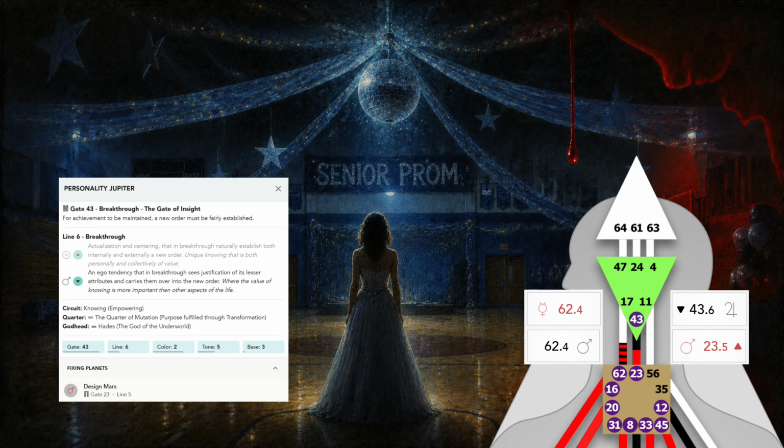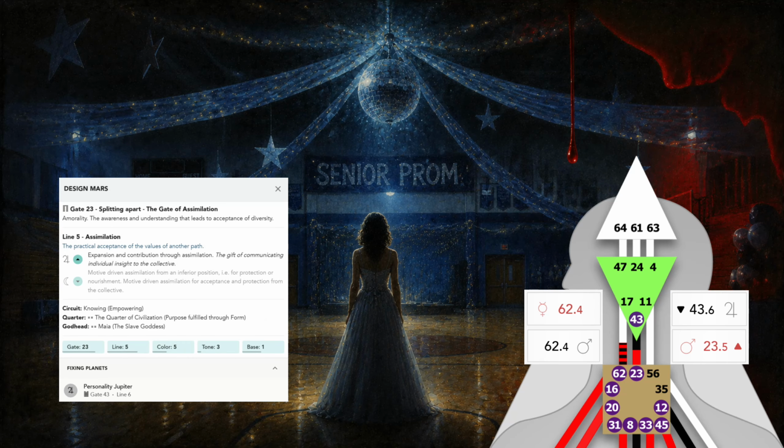Jupiter activates this 43.6. Jupiter brings expansion, growth, abundance. It inflates whatever it touches. So the insight capacity of the 43.6 gets amplified. Bigger knowing, bigger breakthroughs, but also bigger anxiety about whether anyone will understand. Jupiter on this gate helps explain the sheer volume of King's output. The man has published well over 60 novels. That is Jupiter expanding the breakthrough process again and again. Insight after insight, each one demanding to be brought into form.